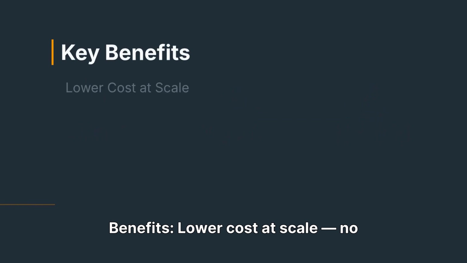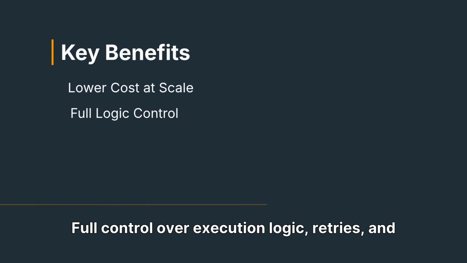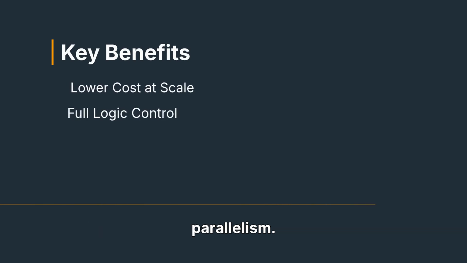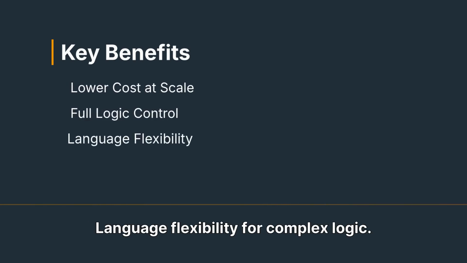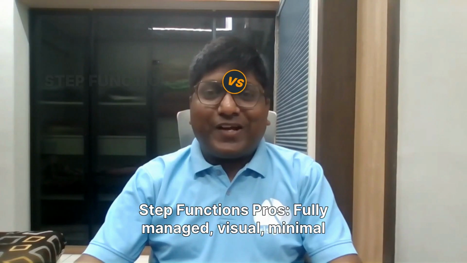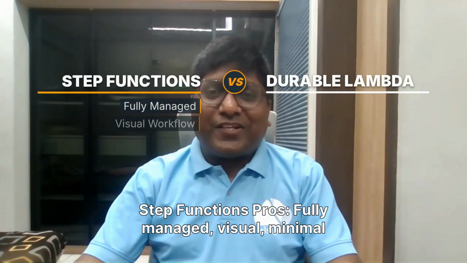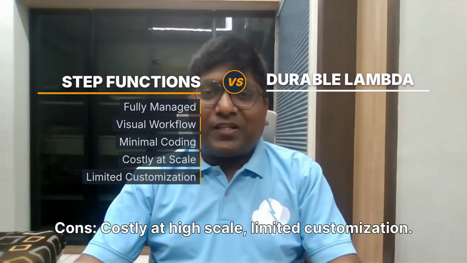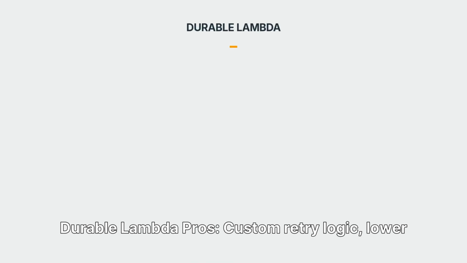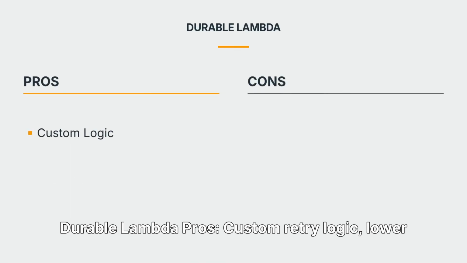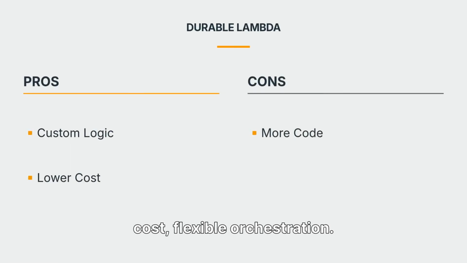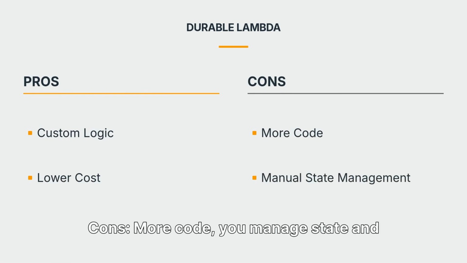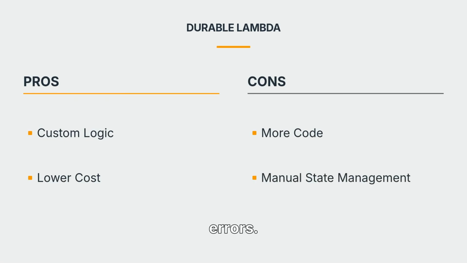Benefits: lower cost at scale, no per-state charges, full control over execution logic, retries, and parallelism, and language flexibility for complex logic. Step Functions pros: fully managed, visual, minimal coding, concise. Cons: costly at high scale, limited customization. Durable Lambda pros: custom retry logic, lower cost, flexible orchestration. Cons: more code, and you manage state and errors.